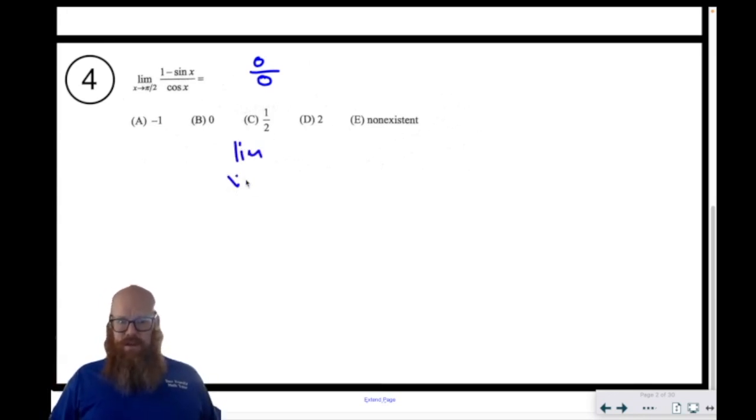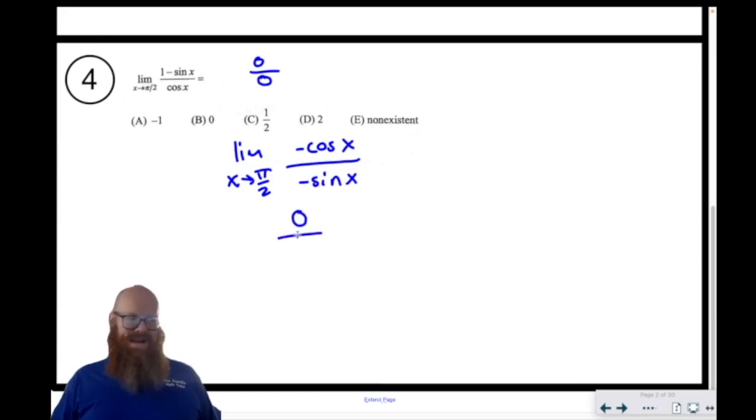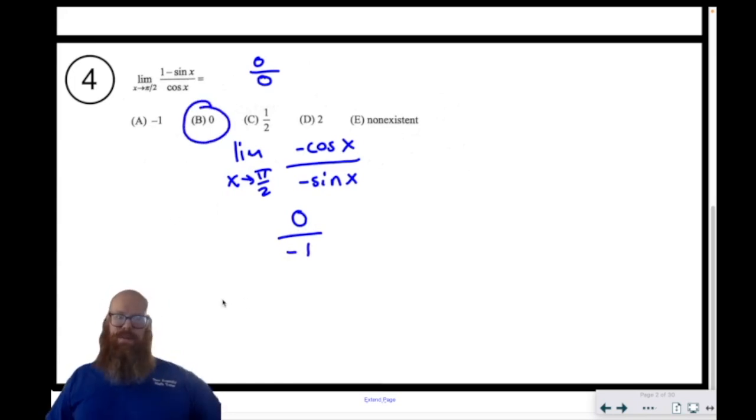So it's the limit as x goes to pi over 2. I'm going to do the derivative of the numerator, which is negative cosine, and the derivative of the denominator is negative sine. And now I'm going to substitute again. Well, this just gives me 0 on top. Well, let's see what we get on the bottom. Now I get -1 on the bottom, and 0 divided by anything other than 0 is 0. So our answer is B.